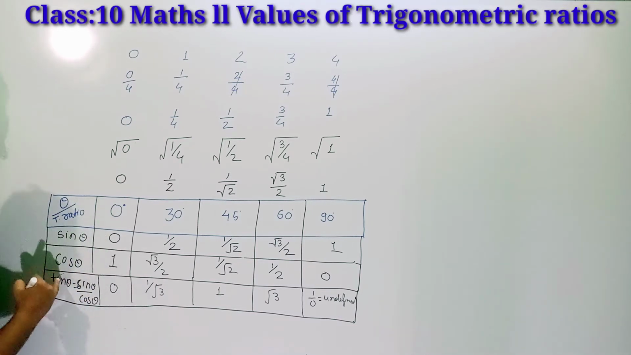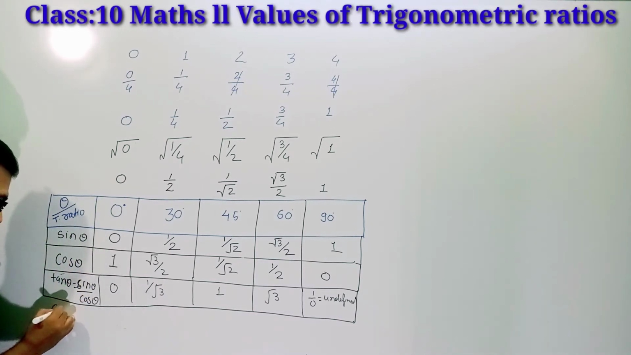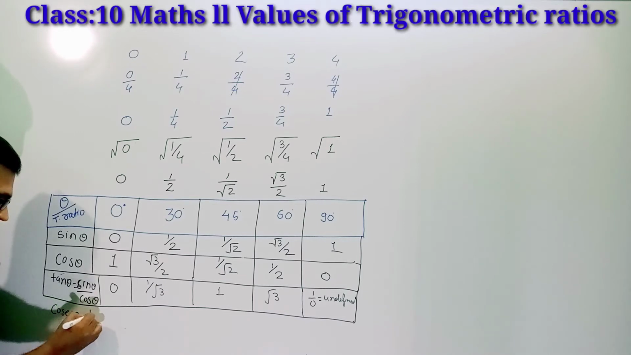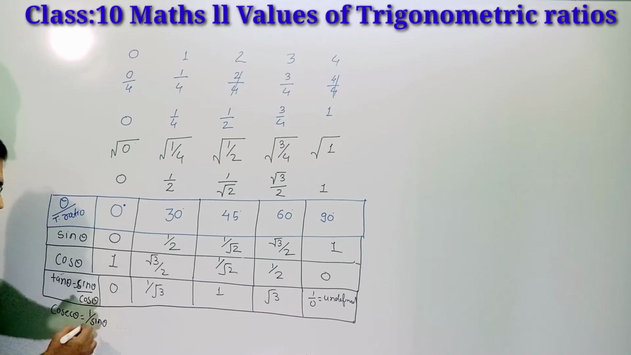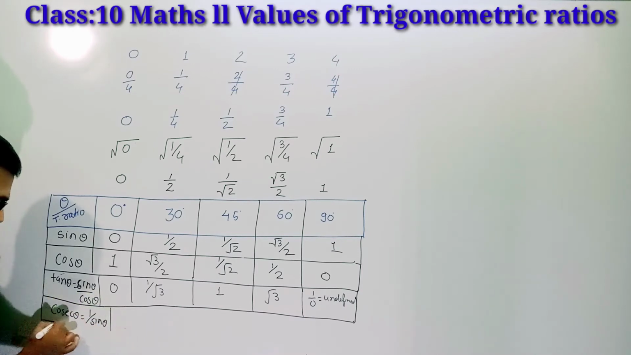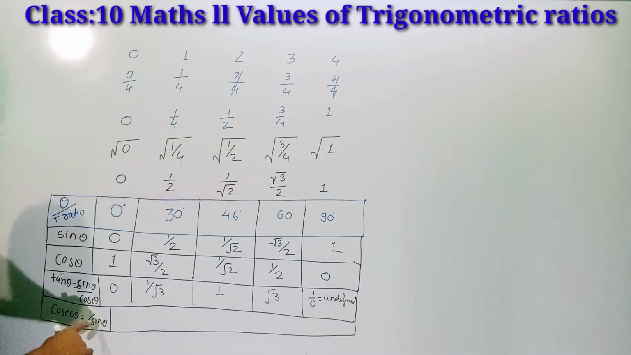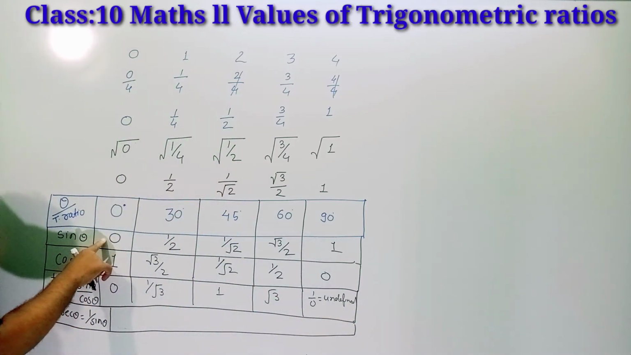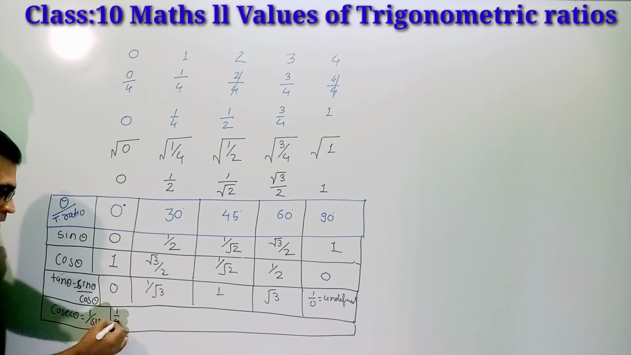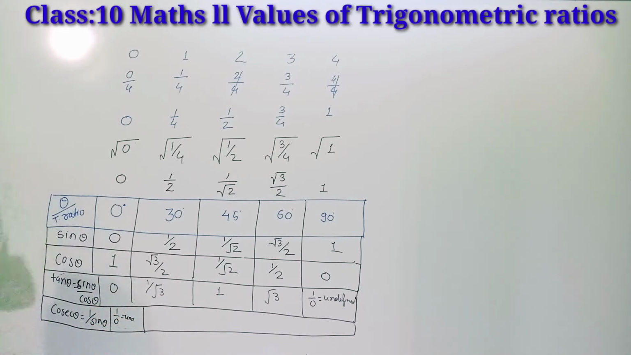Next, after tan theta, we can get the value of cosec theta. Cosec theta is the reciprocal of sine theta. So what is the reciprocal of sine theta? It means 1 upon 0, which will be an undefined term.